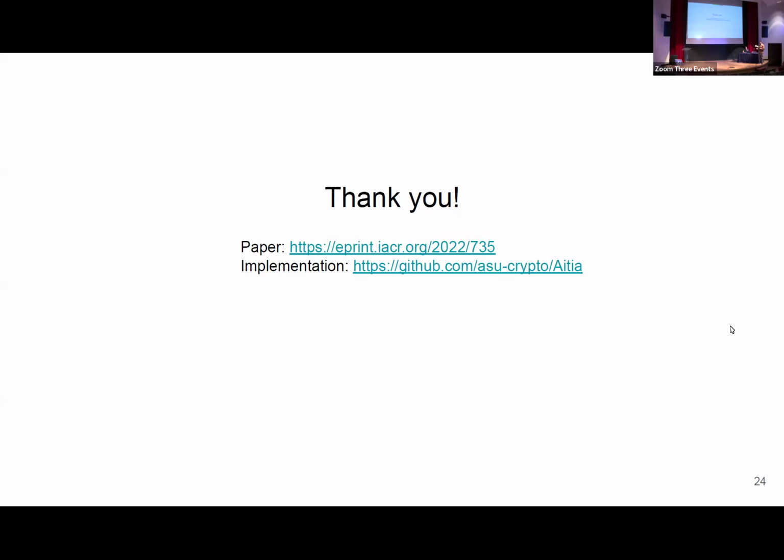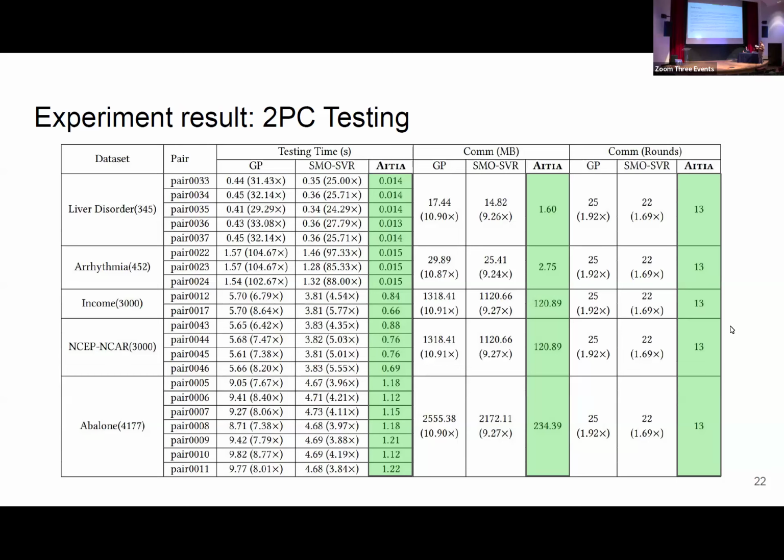Was it LAN numbers? Oh yes, so this is a LAN number. But I believe we are also the best in the WAN numbers, given the communication cost and number of communication rounds, which is much better compared to the benchmark.